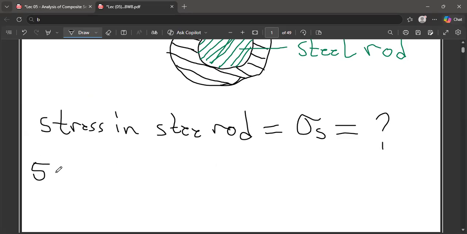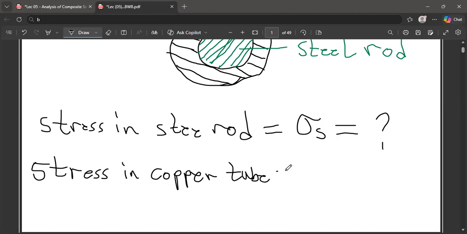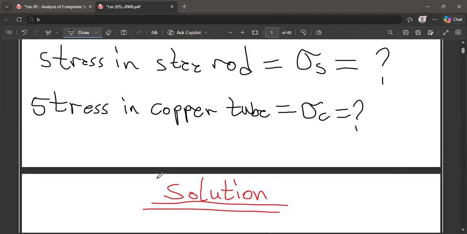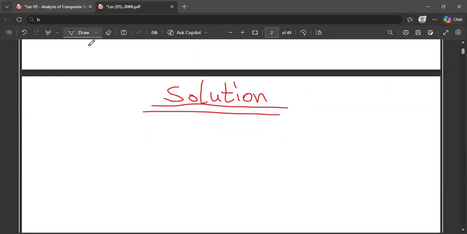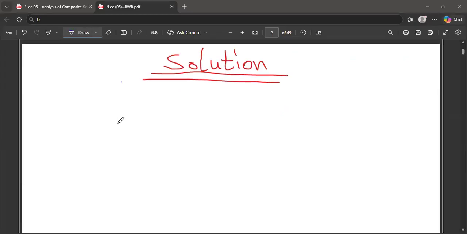And also the stress in the copper tube is also unknown. So we can now proceed. Let's continue with our solution.